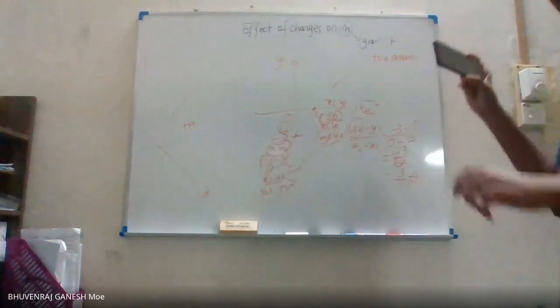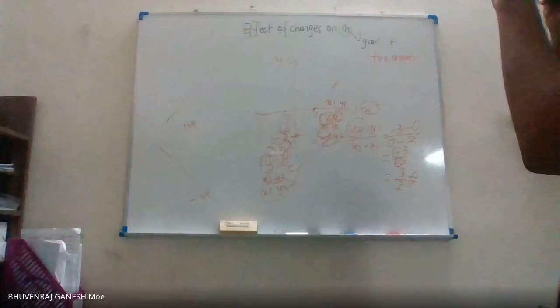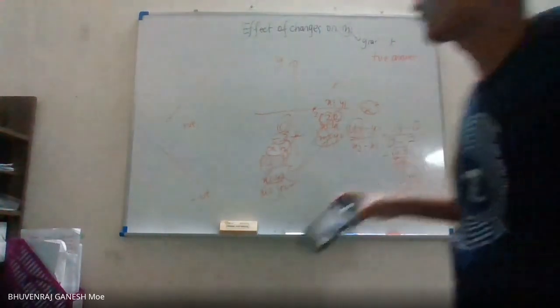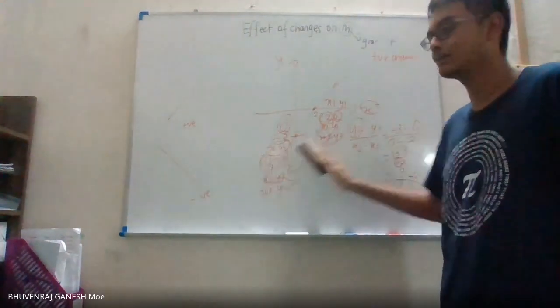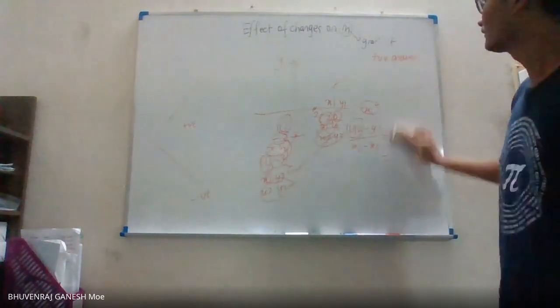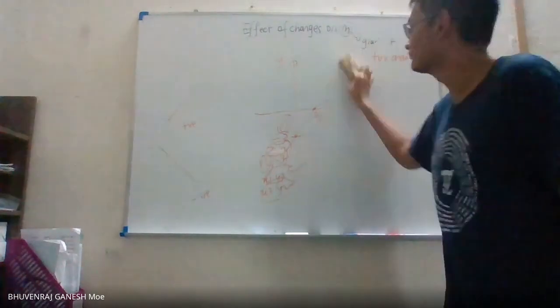You understand, right? Yes, understood. So this is the concept. Negative is just the opposite. You find the gradient the same way. So that is the effect of changes of m.